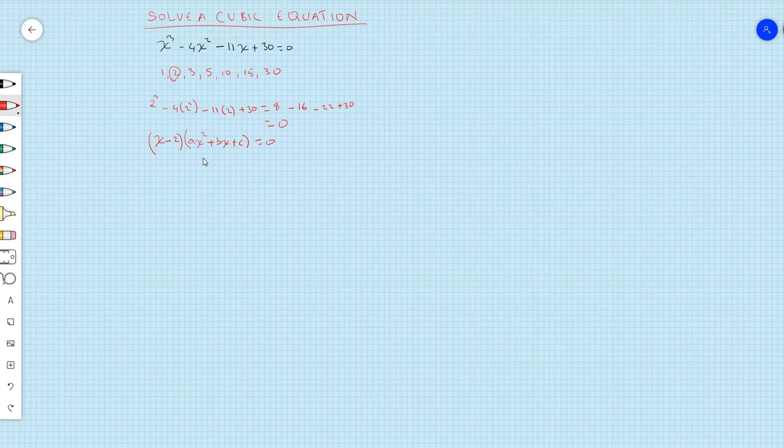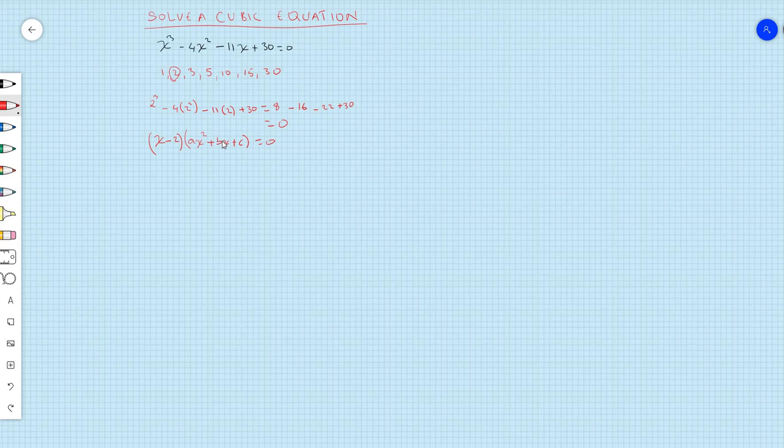And to find this, there are multiple ways. You can either expand this whole thing and compare it to this using these coefficients here to find these variables a, b, and c. But I will show you another way, using division to find this quadratic equation here.